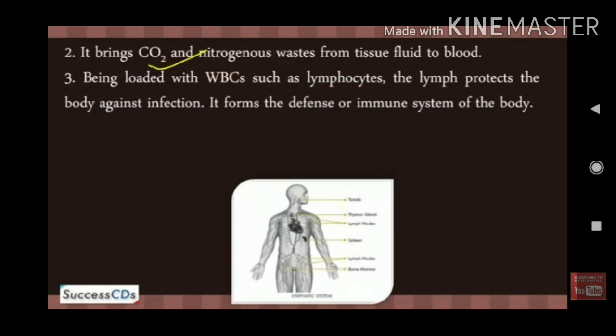From this, we will finish the animal tissue and the whole chapter, the tissue. Okay, thank you, students. So this is about your tissue lesson.